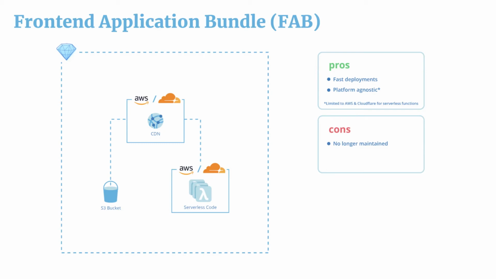Although it aims to be platform agnostic, for serverless functions, FAB is currently only streamlined for Cloudflare workers and AWS Lambdas. When using FAB to deploy a few test applications, it took no more than 5 minutes to deploy each app, which is significantly faster than other tools we considered, especially Terraform. However, unlike other options, FAB has not been maintained for more than a year and a half.